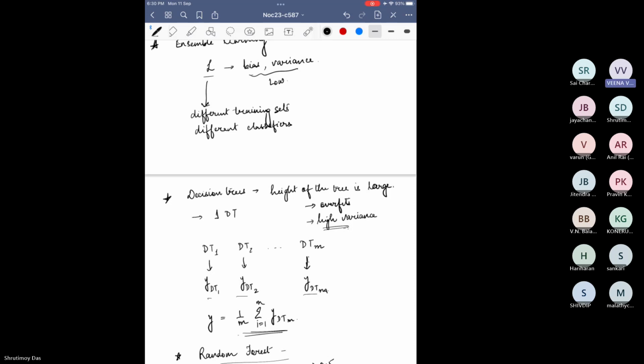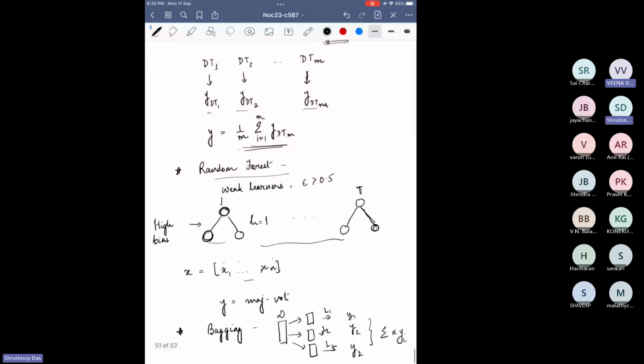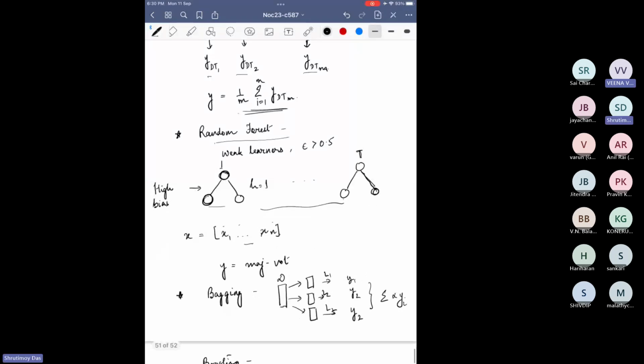Sir, why do we call it weak classifiers here? Yeah, if you want to answer, you can do that. Sir, what I understood was whichever classifier where the error is greater than 0.5, then we call it a weak learner. Is it something like that? Not the error, the accuracy. You want the accuracy to be greater than 0.5.